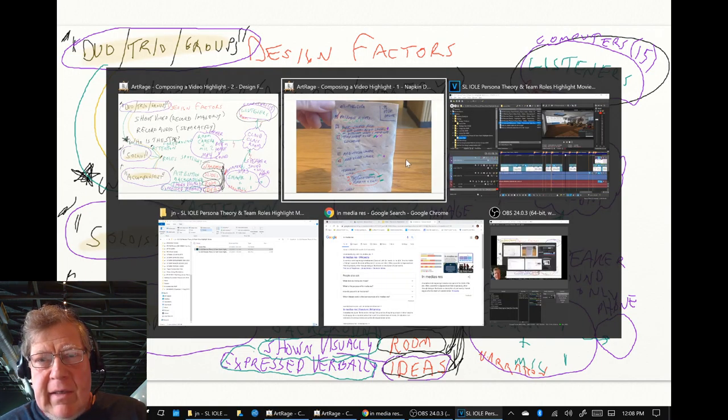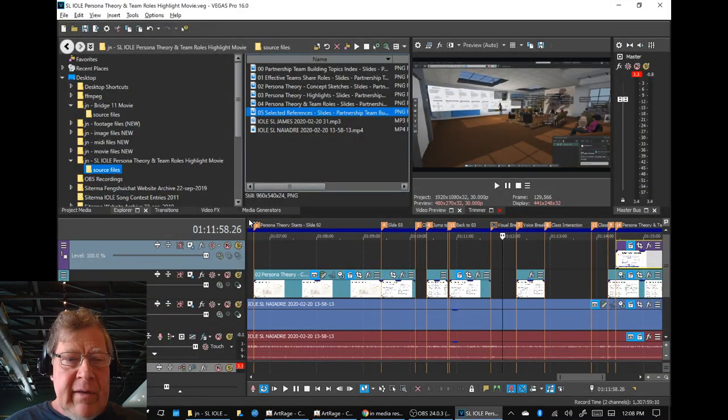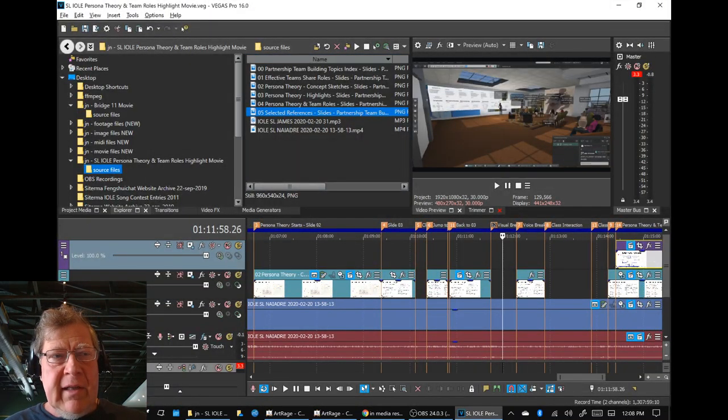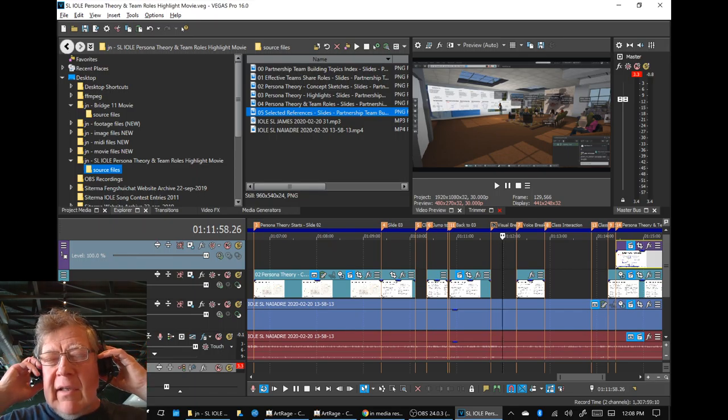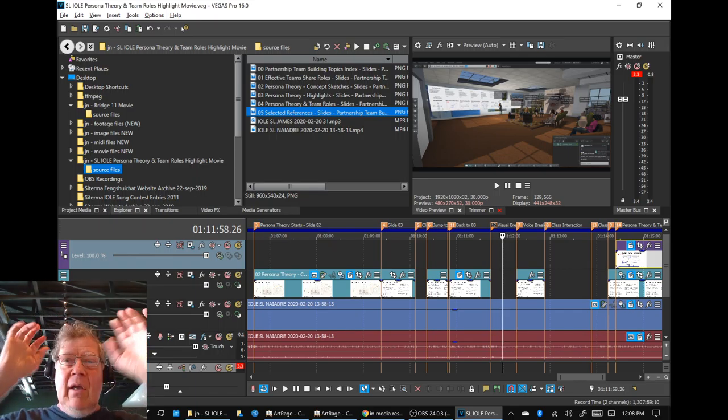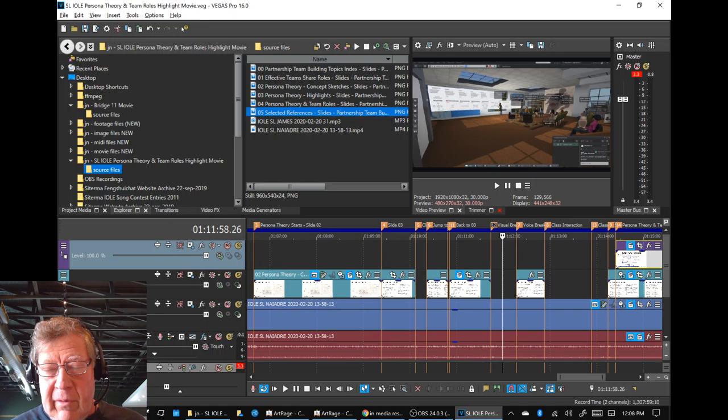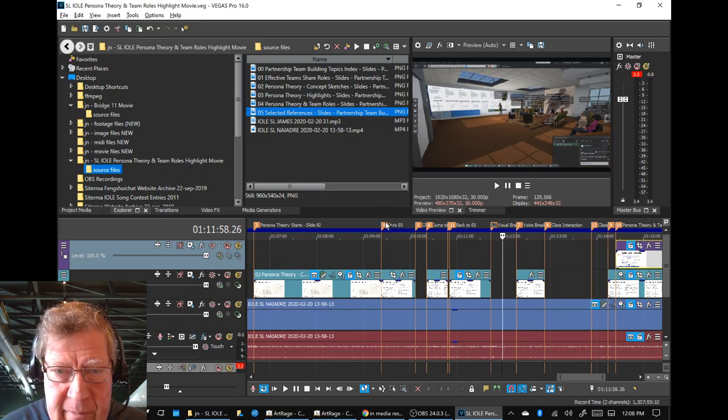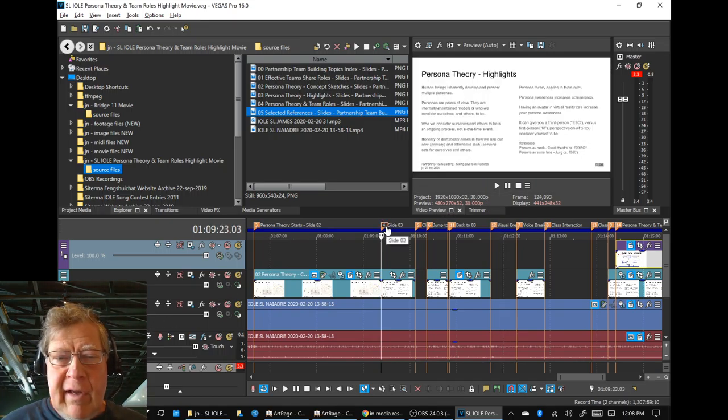Sure we do. The idea is, look at all these layers. Which layer is going to get the emphasis? Do we want them to be listening to the narrator? Do we want them to be looking at the room? Do we want them to be looking at a slide, like here? And the answer is yes.